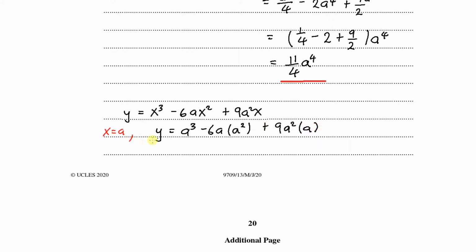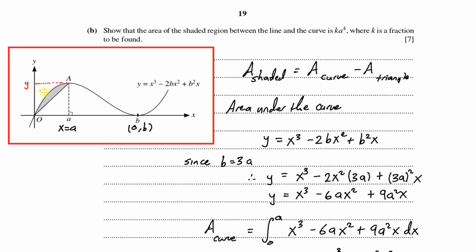I've just substituted x for a, so it becomes y is equal to a to the power of 3 minus 6a to the power of 3 plus 9a to the power of 3. And I think you can see that y comes out as a cubed minus 6a cubed, that's minus 5a cubed, plus 9a cubed, it comes out as 4a cubed. So this means that we now know the y coordinate is 4a cubed.